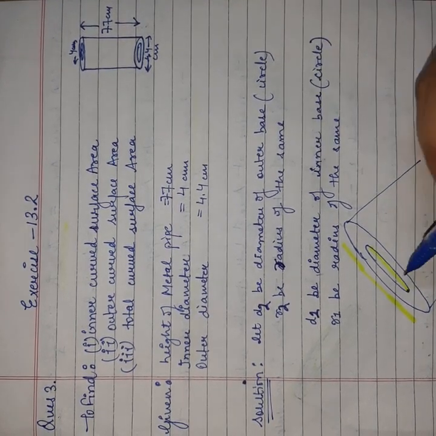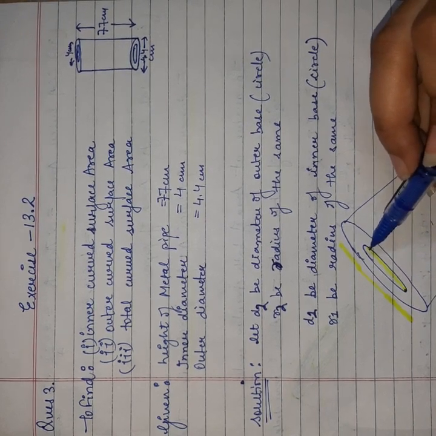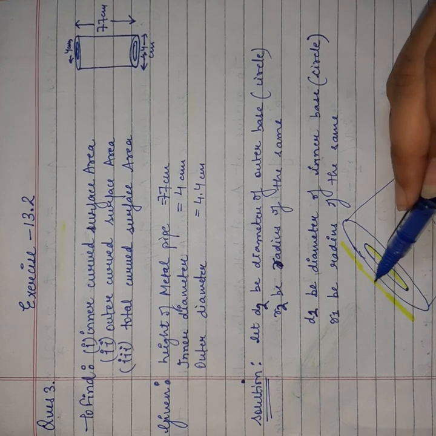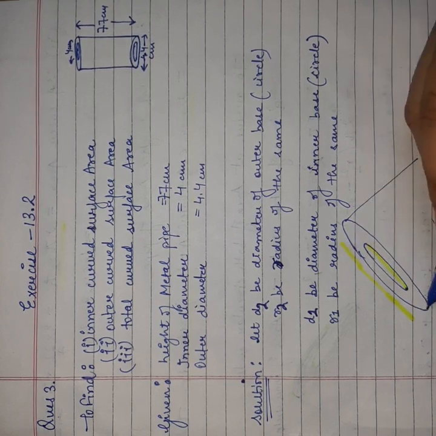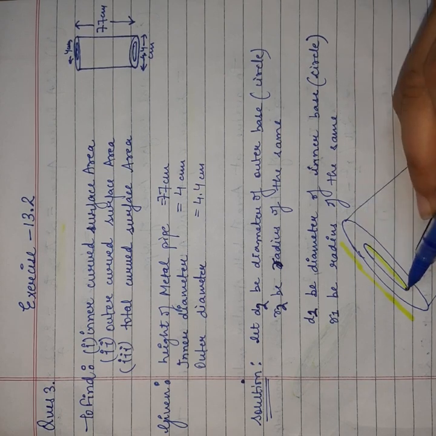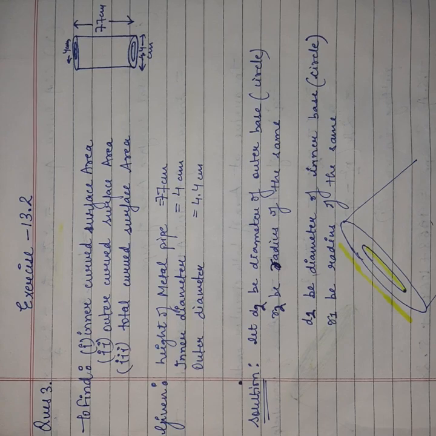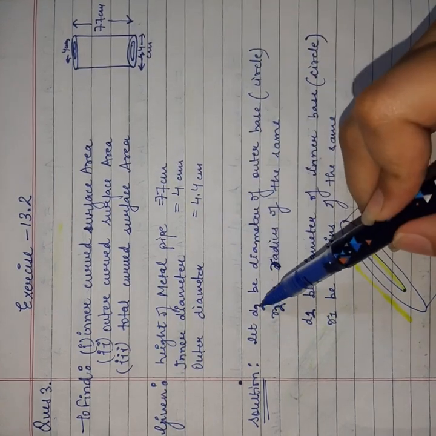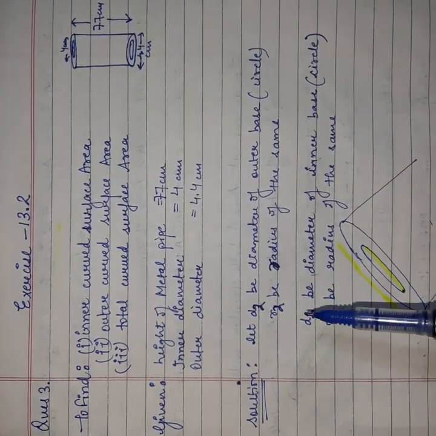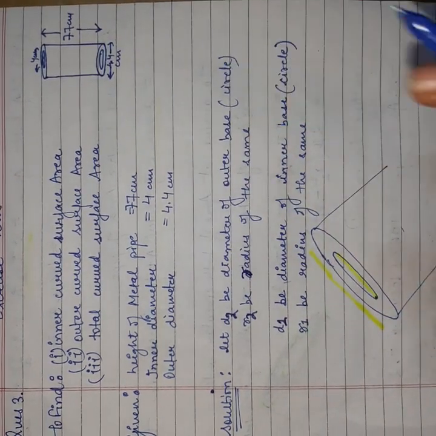So the inner diameter of the cross section is 4 centimeters and the outer is 4.4 centimeters. So this whole length combining both is 4.4 and this much is 4. We are given the diameters, so we will arrive at the radii by dividing it by 2.